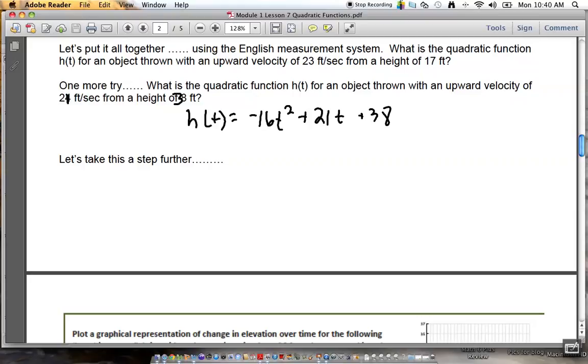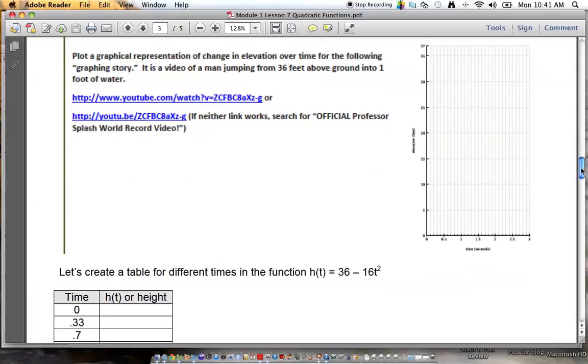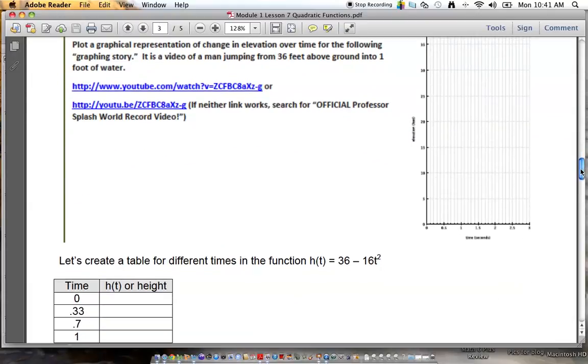Now, the next thing I want to do, by the way, are there any questions about that? We're all good? All right. So, I feel better now because I didn't think I did a particularly good job of getting through that the other day, and now we've done that. So, let's talk about taking it a step further, and it says, plot a graphical representation of the change in elevation over time for the following graphic story.